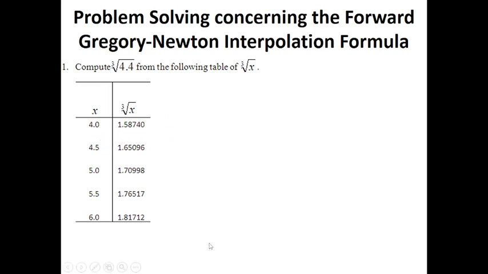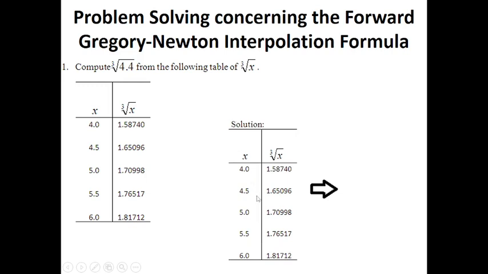So let's do it. Solution. Let's analyze first whether we can apply the forward Gregory-Newton interpolation formula or not by determining whether the tabular interval is constant or not. So in here, the tabular interval is 0.5, 0.5, 0.5.